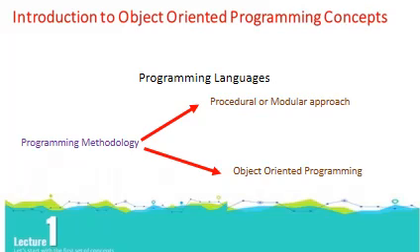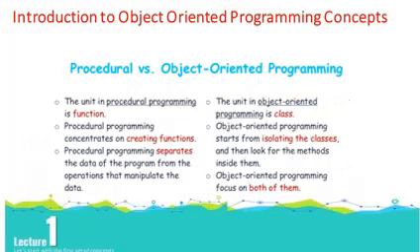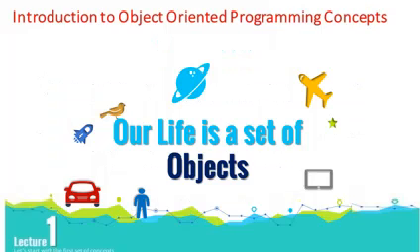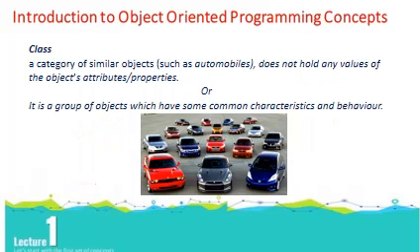So in the first class, we have learned about the basic concepts of object-oriented programming. That is, what is procedural programming and what is object-oriented programming, or you can say modular programming, and what is OOPS, that is object-oriented programming. What are the objects that we have learned in the first class?